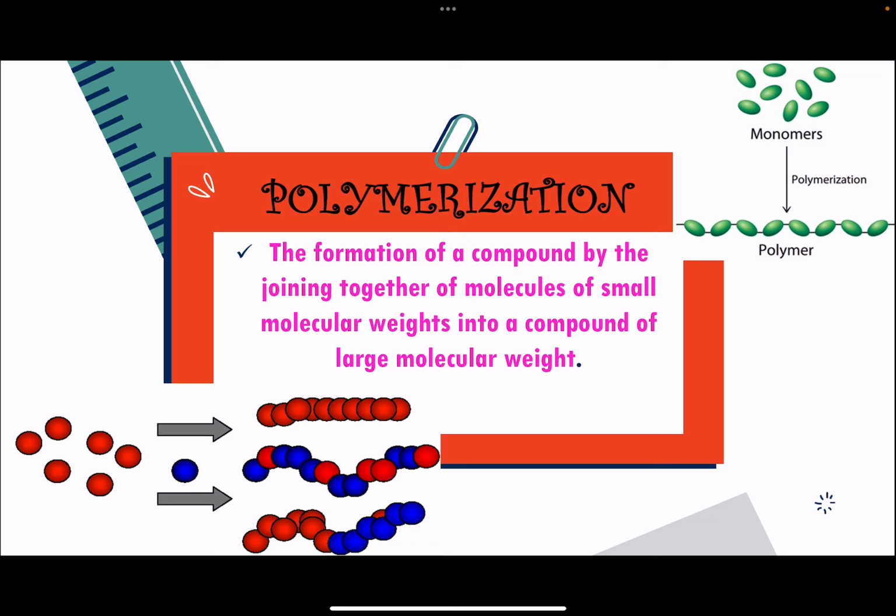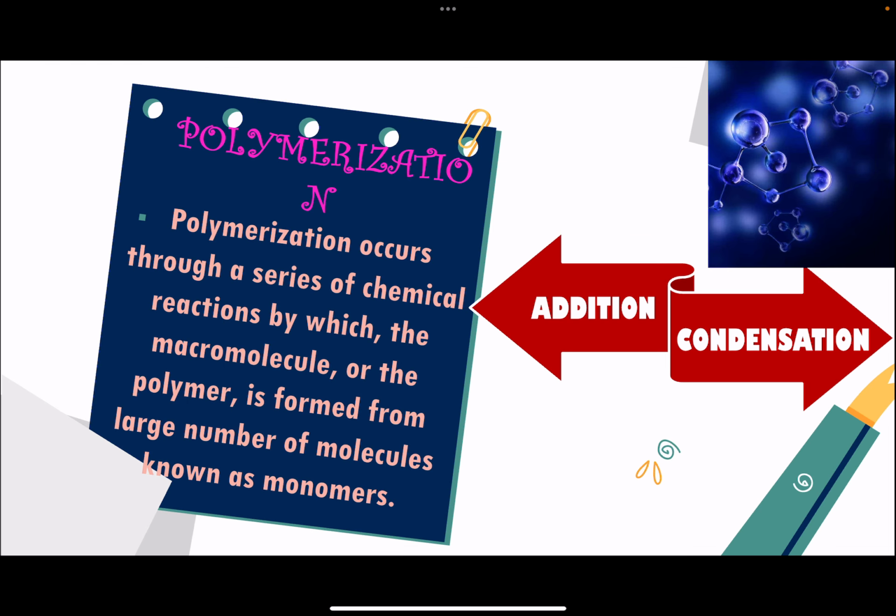So we already said polymerization is the formation of a compound by joining together of molecules of small molecular weights into a compound of larger molecular weight. Polymerization occurs through a series of chemical reactions by which the macromolecule or the polymer is formed from a large number of molecules known as monomers. This can be either addition or condensation polymerization.